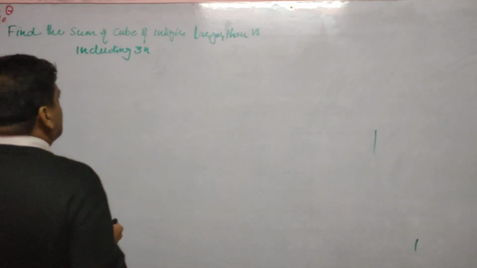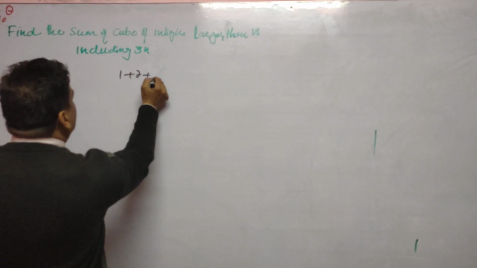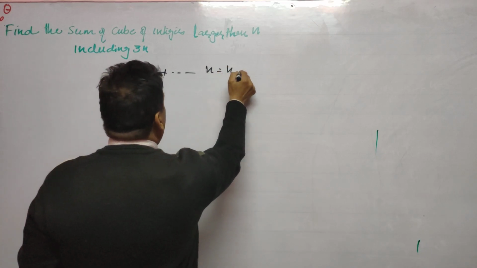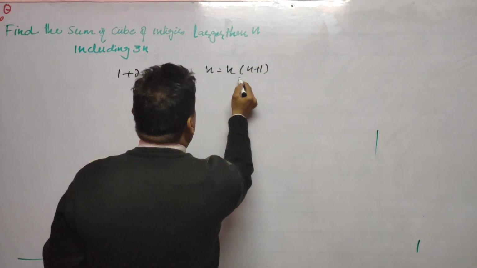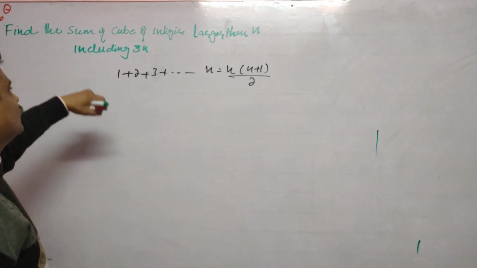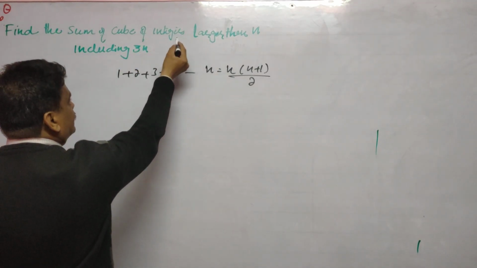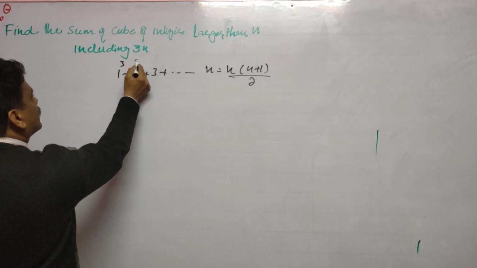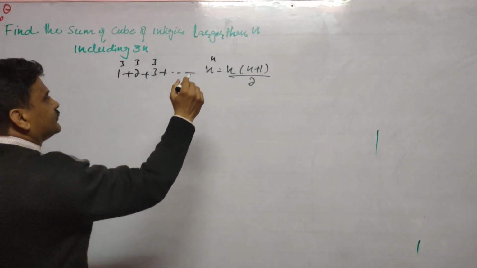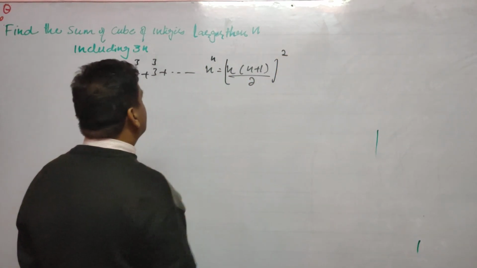we know the sum of natural numbers 1 plus 2 plus 3 and so on up to n is n times n plus 1 by 2. In this statement we have to find the sum of cubes of integers. For example, 1 cube, 2 cube, 3 cube, so on n cube, which is n times n plus 1 by 2 whole square.